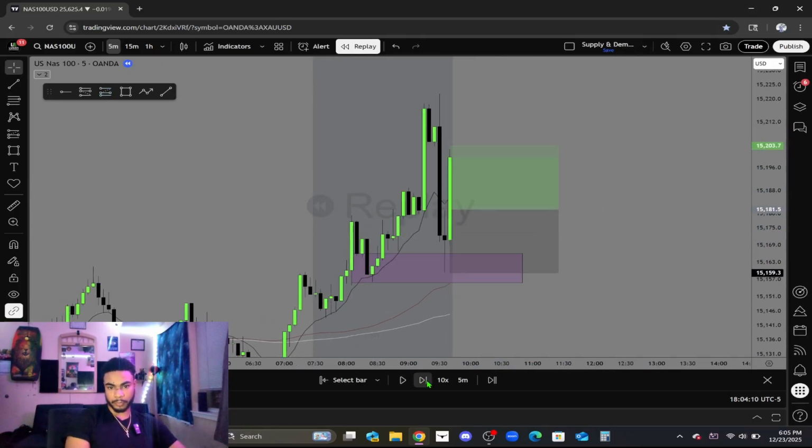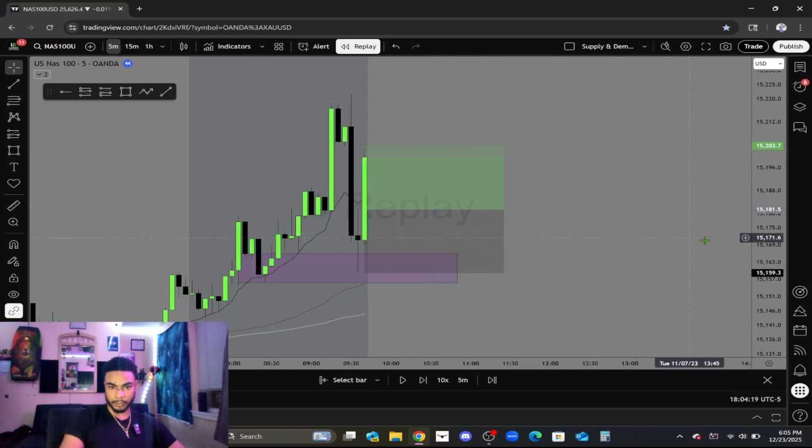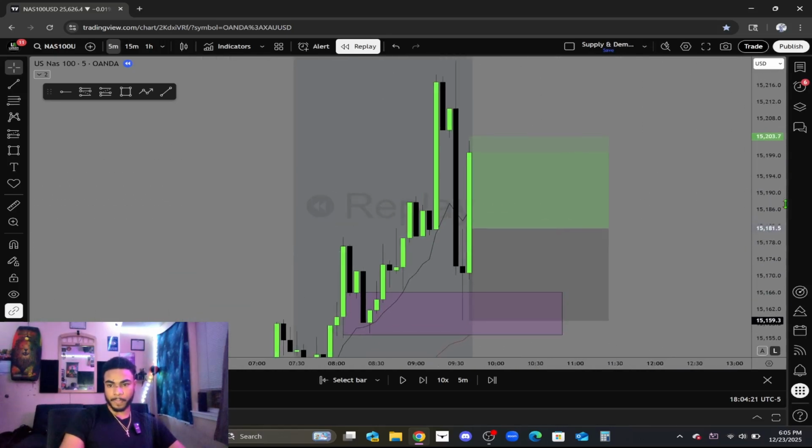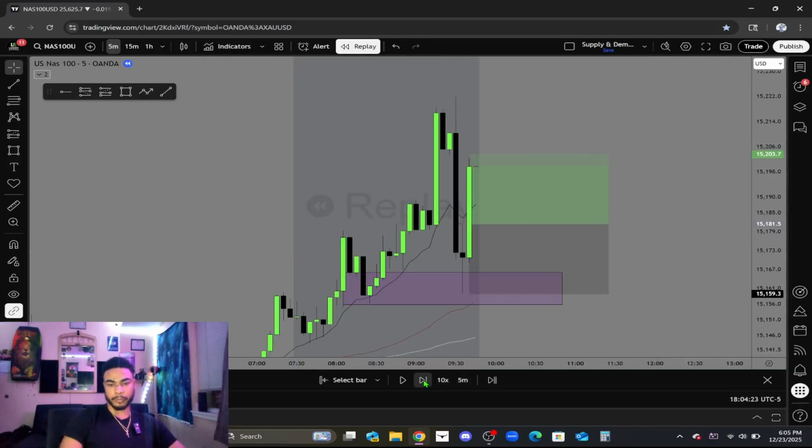Let's see what would have happened. Boom. Okay. Price broke it ASAP. 1-to-1 almost got hit. Nearly almost got hit. So let's see what would have happened. Next candle open. Okay. Price came back down. Let's see. Boom. 1-to-1 got hit.